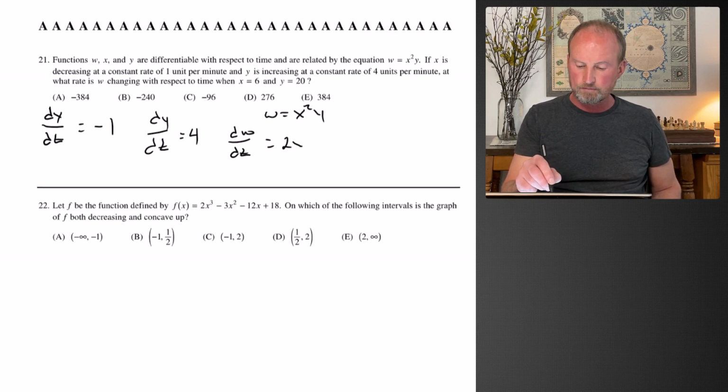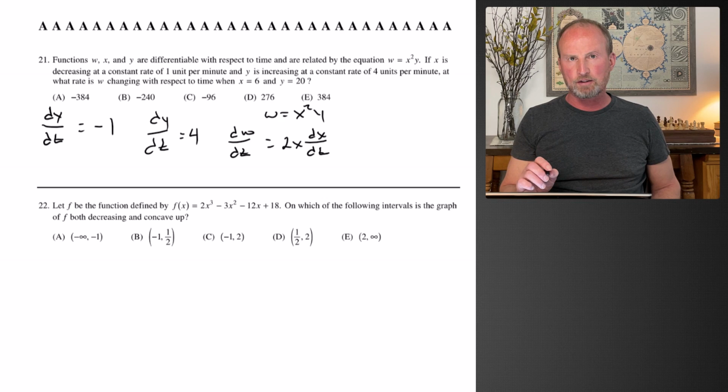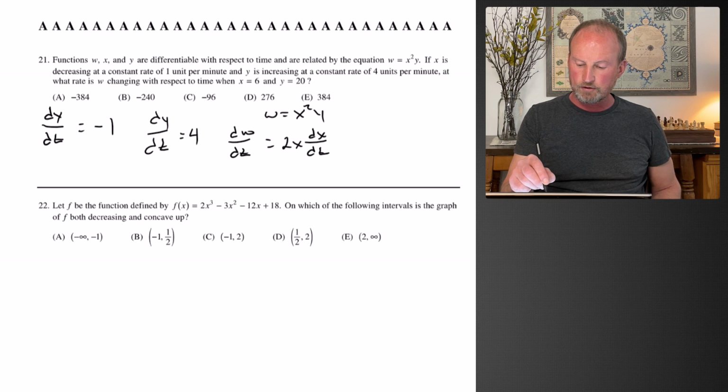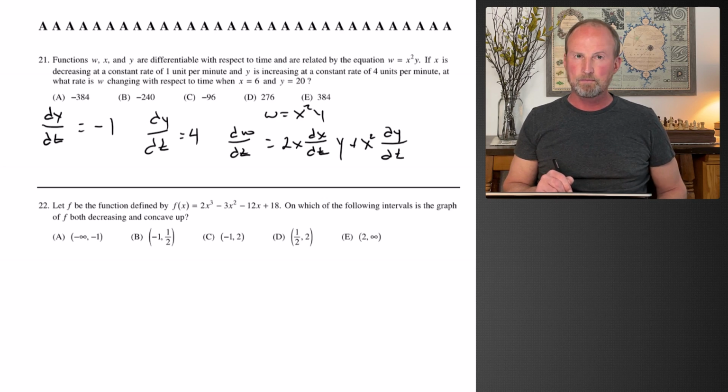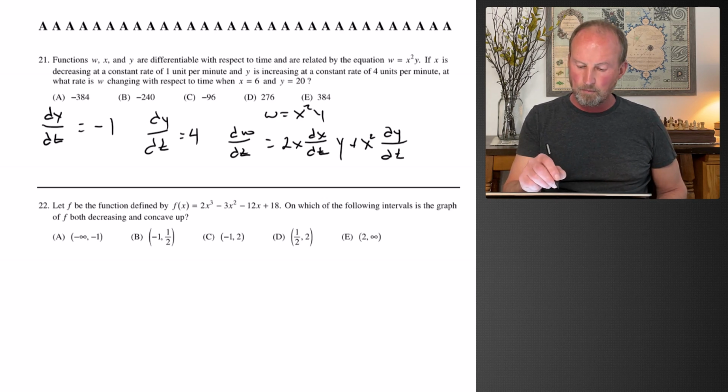Derivative of the first. Don't forget chain rule. Derivative of x squared is 2x. Derivative of x with respect to time has a dx dt in there. Derivative of the first times the second plus the first times the derivative of the second. And the derivative of y with respect to time is just 1 dy dt. Okay, plug in everything we know. When x equals 6, so there's 12. dx dt is a negative 1. And y is 20. X squared is 36, and dy dt is 4.